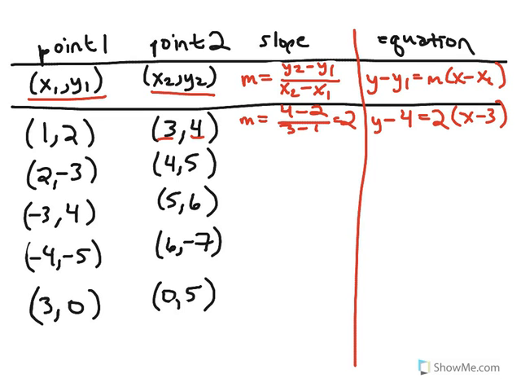For the second example, the slope is going to be 5 minus negative 3 on top, which is 8. So 5 minus negative 3 is 8. On the bottom, 4 minus 2, which is 2. Our slope is going to be 4. So we have y plus 3. I'm going to go ahead and use the first point this time. Y plus 3 equals our slope 4 times x minus 2.